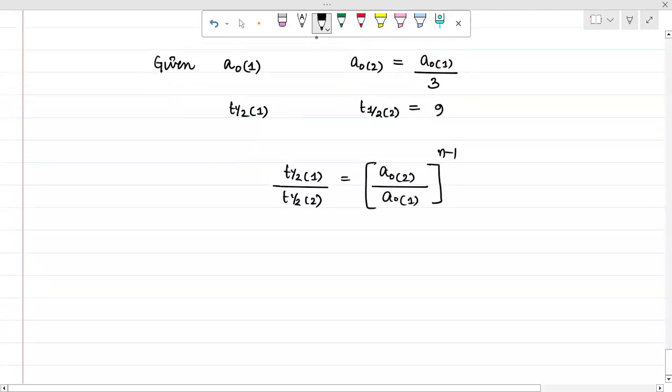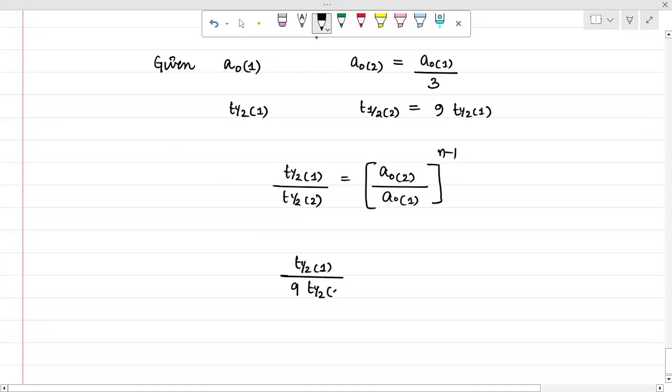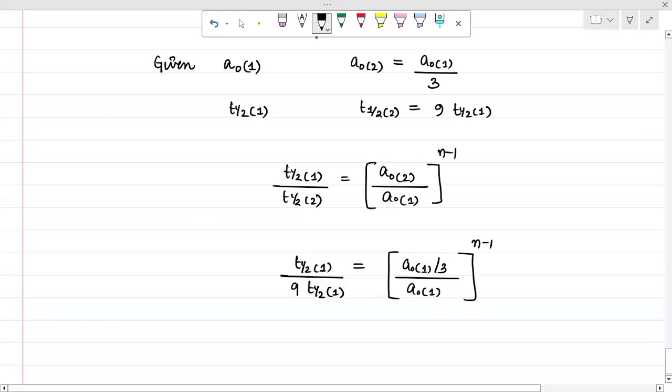T half 1, we'll keep it like that. When you change the concentration, it becomes 9 times T half 1, correct? T half 2 is 9 times T half 1. So we'll write 9 times T half 1 is equal to the second initial concentration, A01 by 3 divided by A01, the whole raised to n minus 1. Correct?